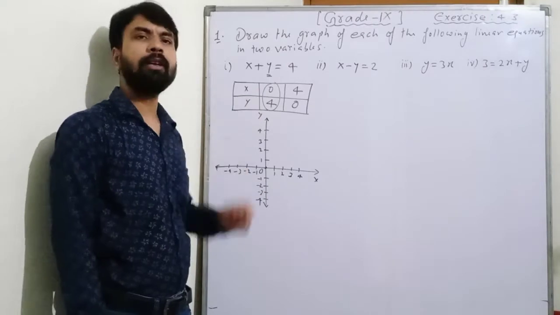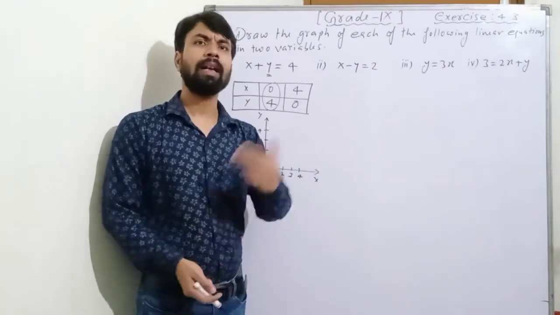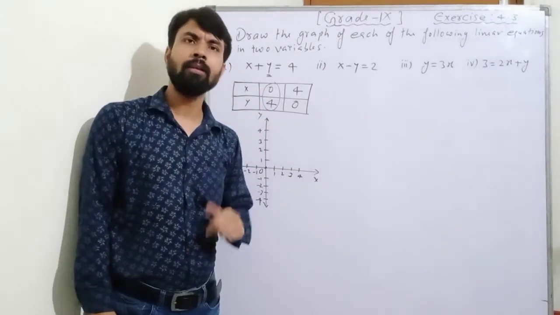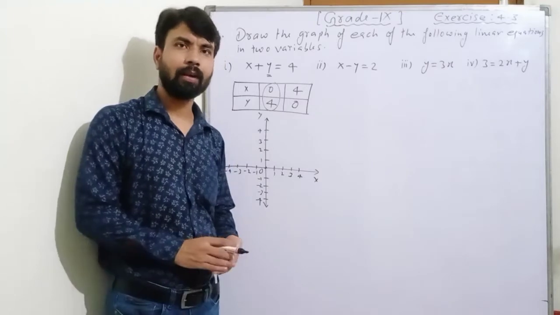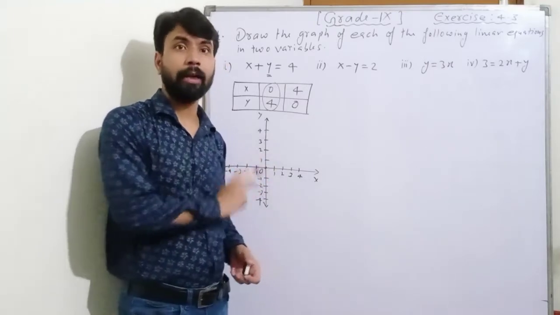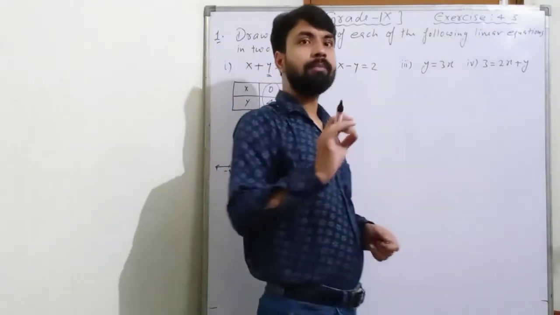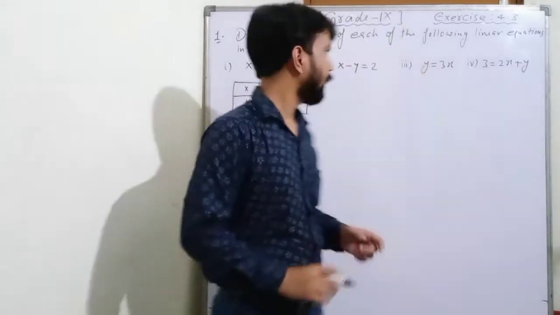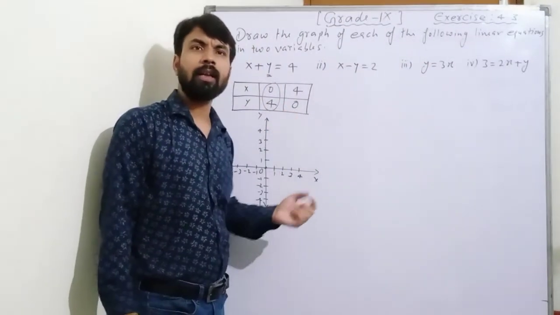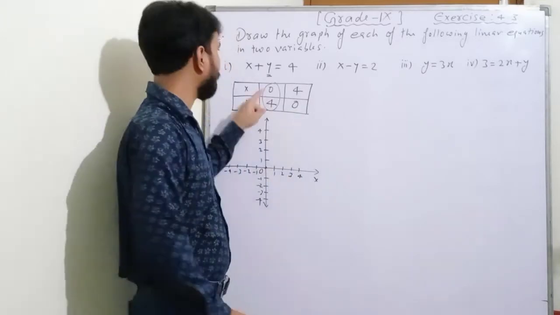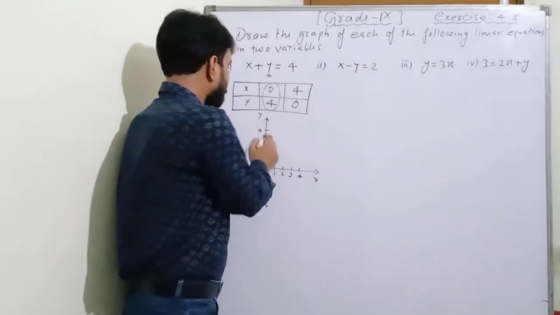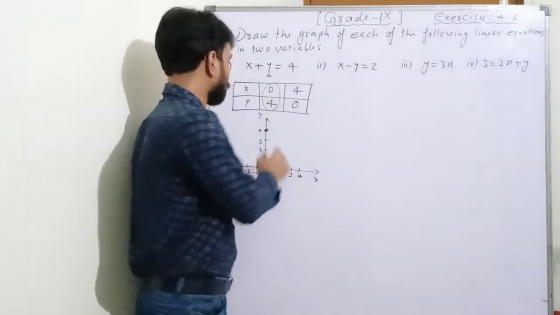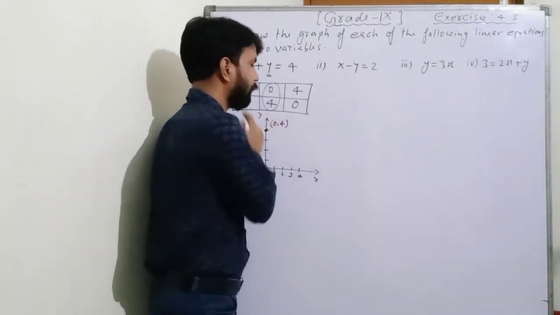Means x is 0 and y is 4. We have already studied in coordinate geometry that if the x point is 0, then the point will lie on the y-axis. I have already explained this in coordinate geometry. If abscissa is 0, then the point will lie on the y-axis, or if ordinate is 0, then the point will lie on the x-axis. So here x is 0 and y is 4, so this point will lie on the y-axis. So this is the point (0, 4).